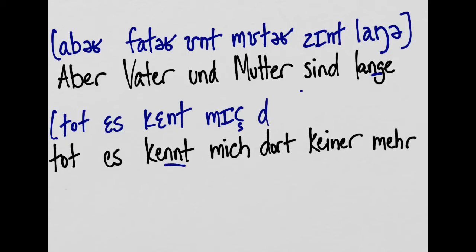D, open O, thanks to the R and T, dort. And then here we have EI again, say the second letter, I, schwa ending, and then an M, then this E, remember before an H, always closed, mehr, and we won't pronounce that R at the end of the word. Practicing this whole page. Aber Vater und Mutter sind lange tot, es kennt mich dort keine mehr.